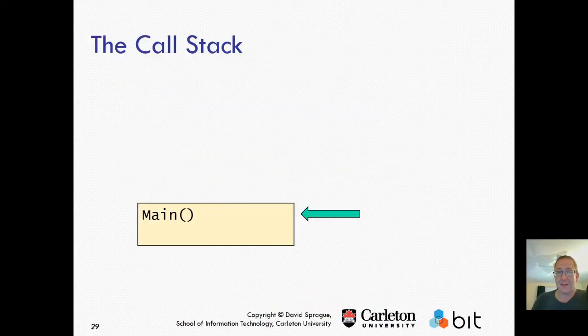I have my main method. So I call main. I have a bunch of variables in this box, let's say. I can have as many variables as I want in this box. Where am I dealing with? I'm dealing with the main function. That's where I'm pointing right now.